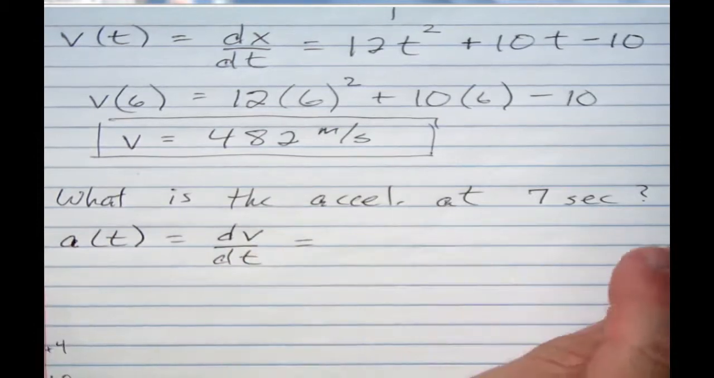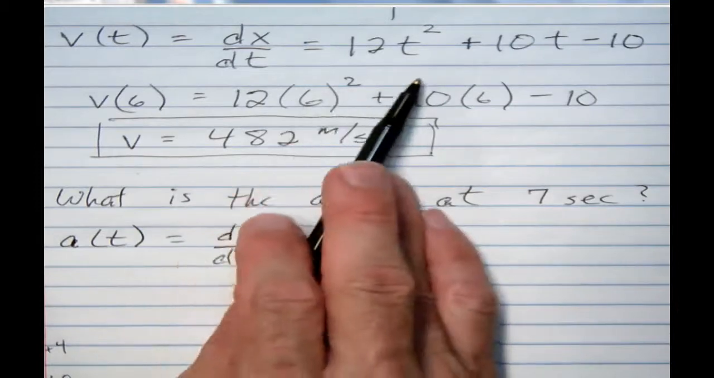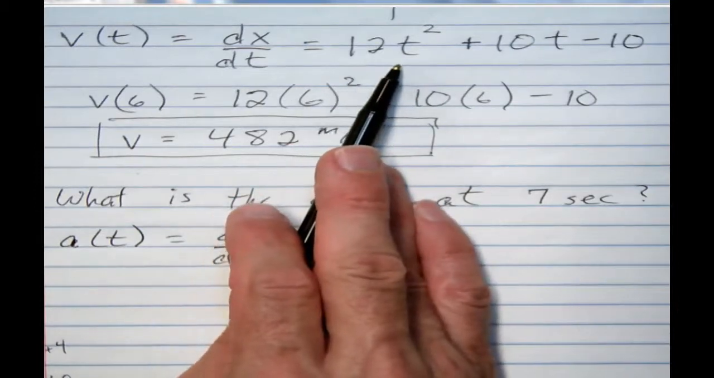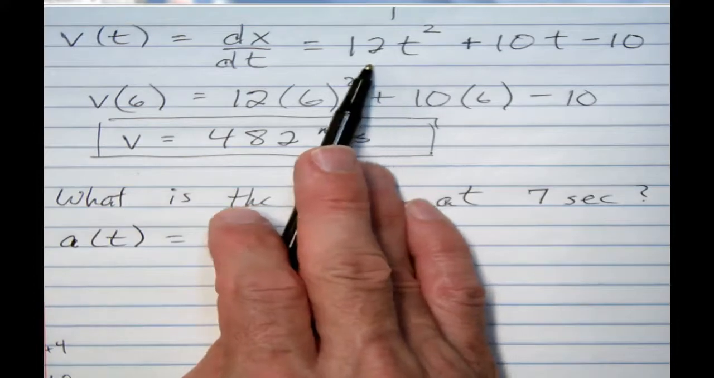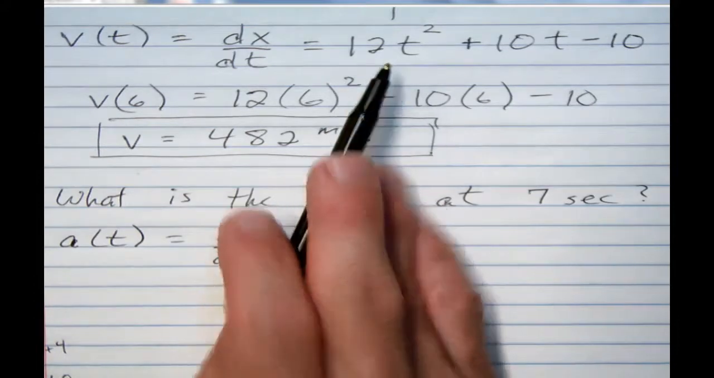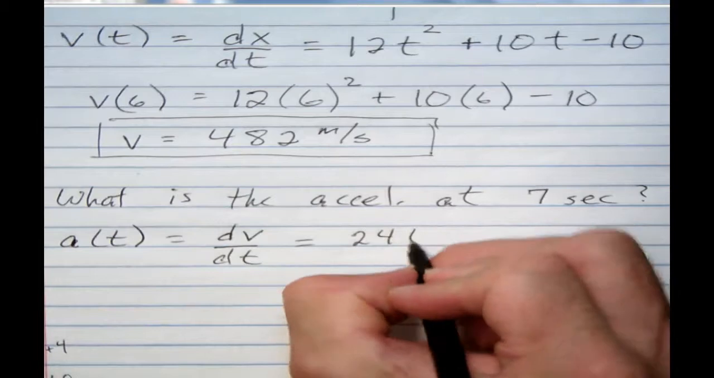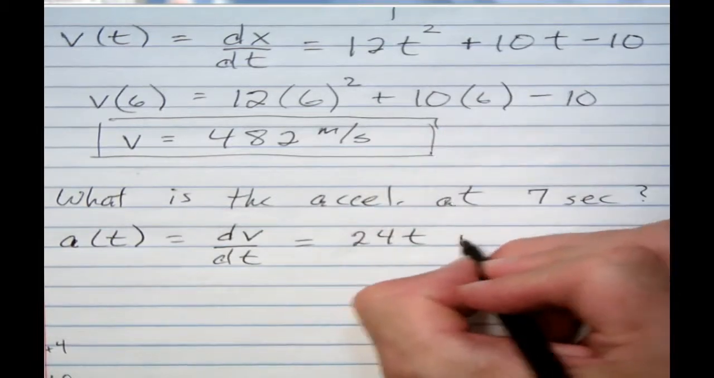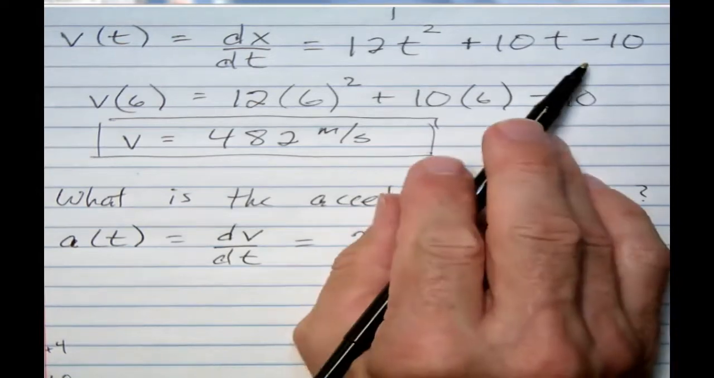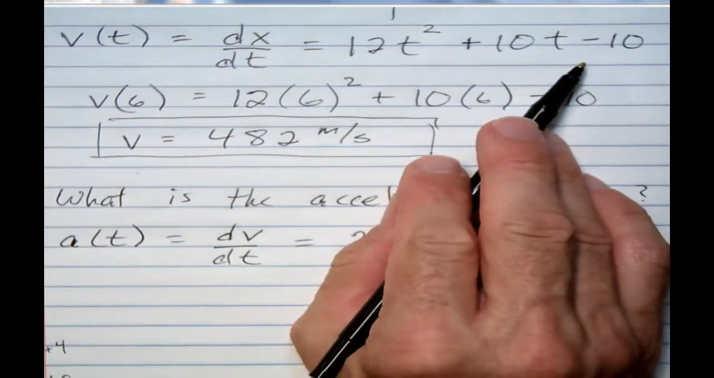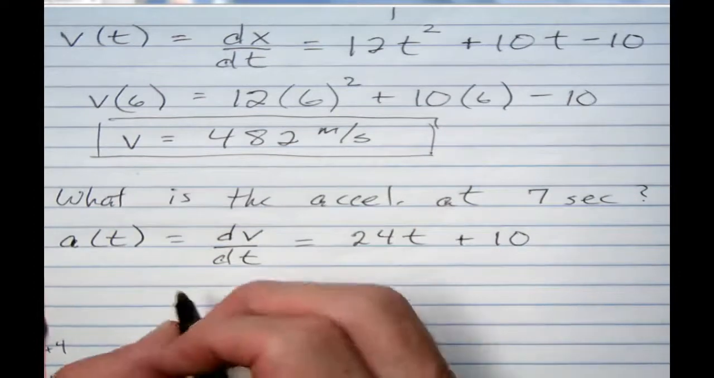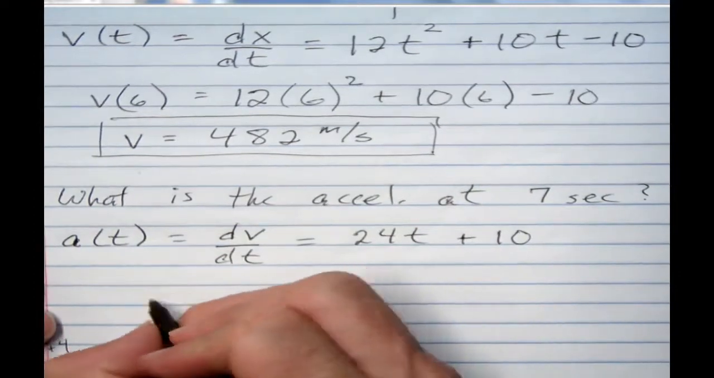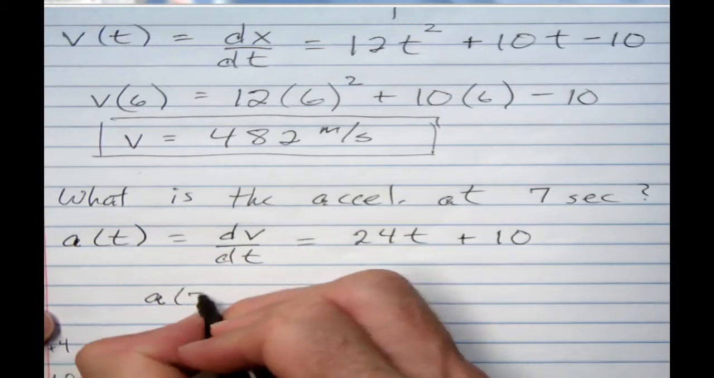We're going to do the same process that we did before. So here's our equation up here, 12t squared plus 10t minus 10. So the derivative of 12t squared is 24t. And the derivative of 10t is just 10. So we'll add that. The derivative of 10 is 0. The derivative of any constant is 0. Derivative means how is it changing? And a constant is not changing. And so now we can plug into this function to find the acceleration at 7 seconds.